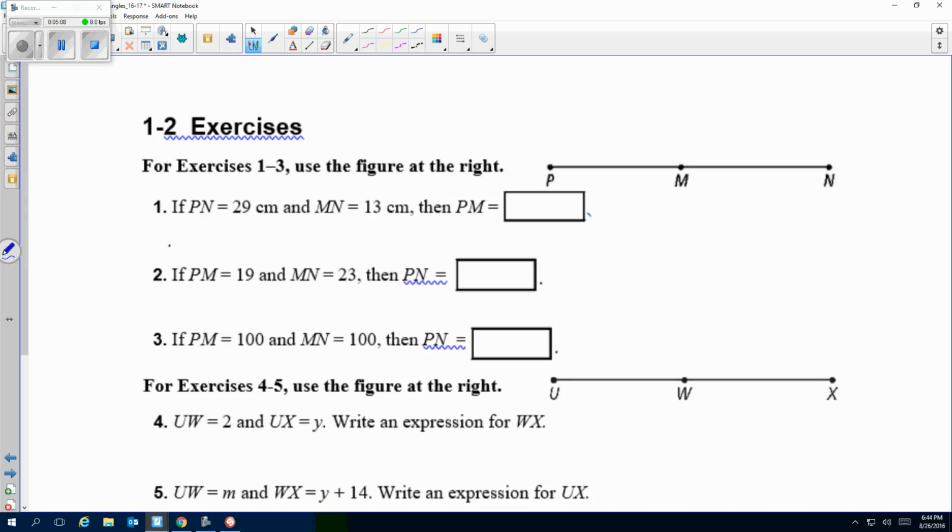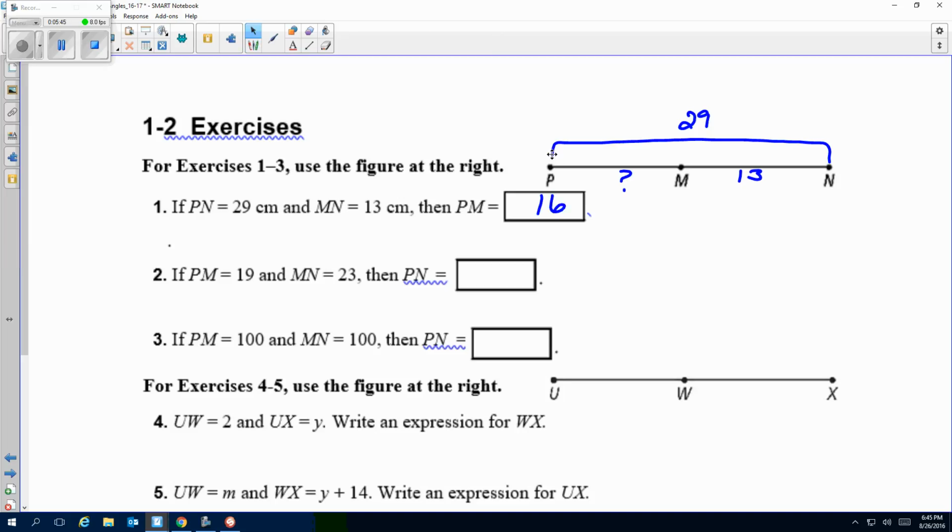Now, they gave us a diagram, but it's going to change each time for each problem. It says, what if PN, so P to N, that's our whole segment here, was 29 and MN was 13? What would PM be? I know you can do that mentally. Did I put that right? Yes, I did. I feel like I wrote this wrong, but no, I guess I didn't. So if I know that the whole thing's 29, and this part is 13, the missing part, yes, it's 16.